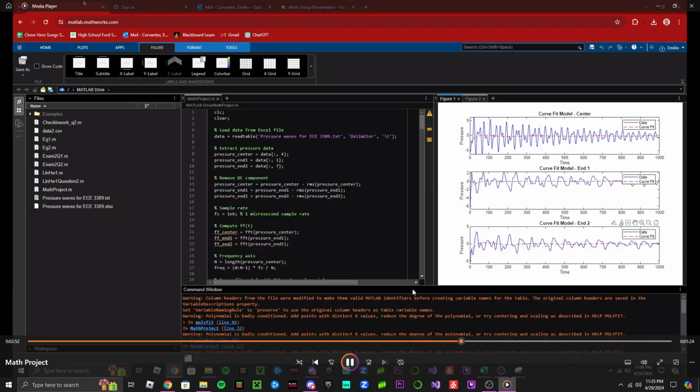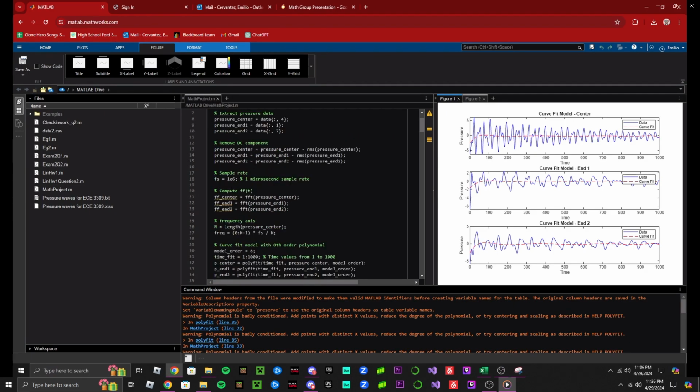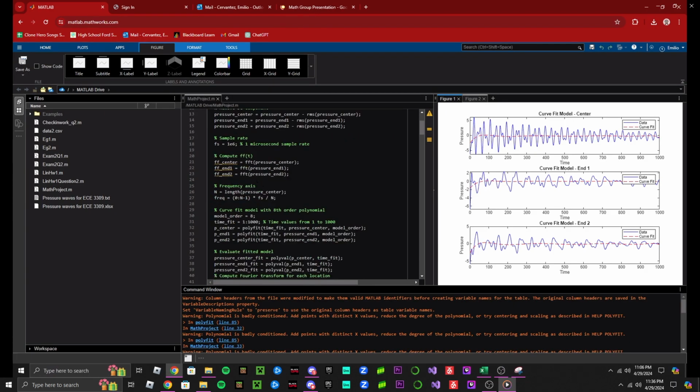And then we're gonna look at the code. So as you can see, we just loaded the data from the file. We looked at the pressures, loaded them in. You can see we have the center as location 4, as that is our guess. The ends are going to be the weaker ones, or the lower frequency ones. We remove the DC component right there.